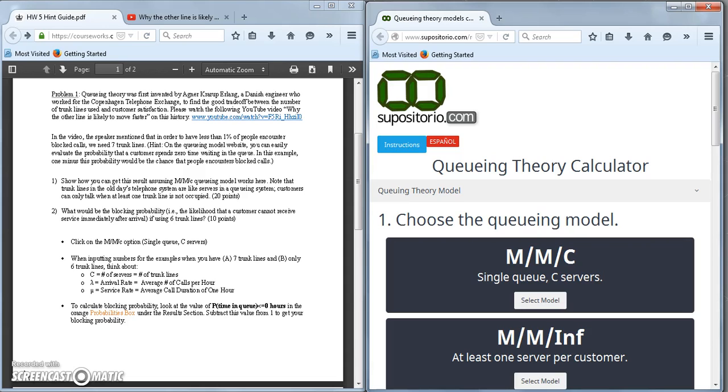And just to keep in mind, we're asked to look at our queuing theory outputs when you have 7 trunk lines and then when you have 6 trunk lines.